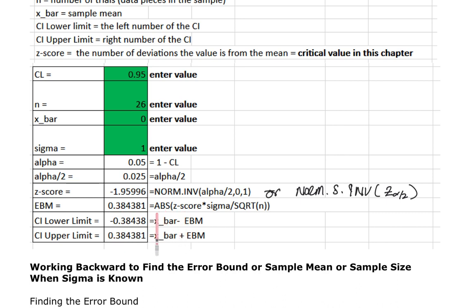In this cell, I type in equals ABS, and grab the cell that has my z-score, which really is the z-score of alpha divided by 2. Multiply that by sigma and then divide by the square root of n, and so I get this. Then I do my x bar minus my EBM, and my x bar plus my EBM, and this is going to give me the upper and lower values of my confidence interval.